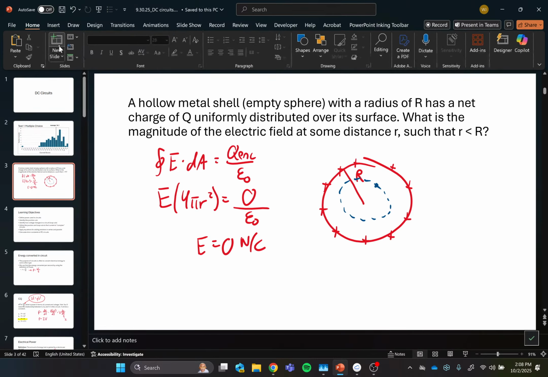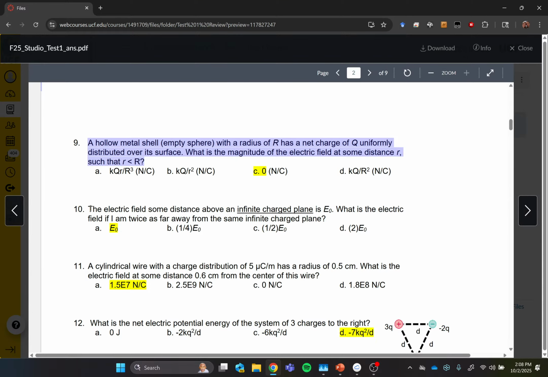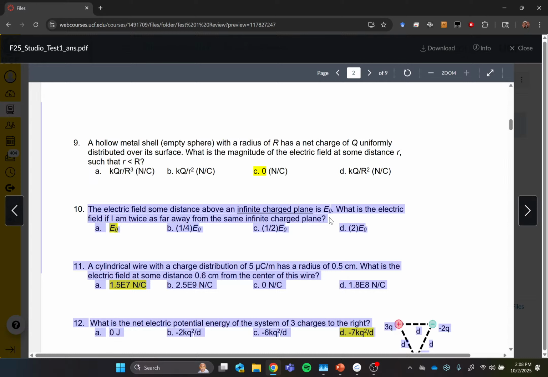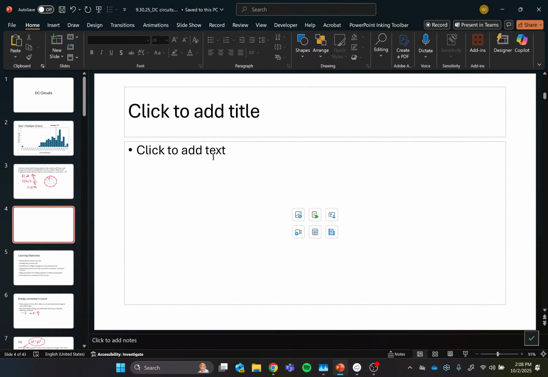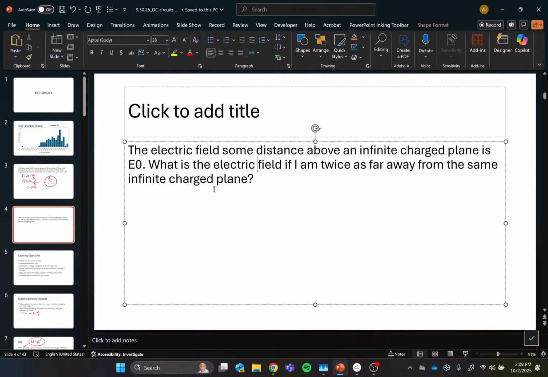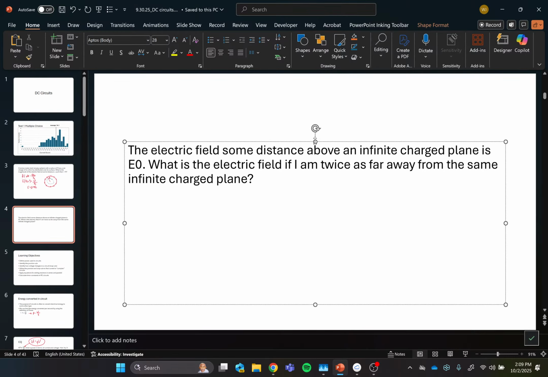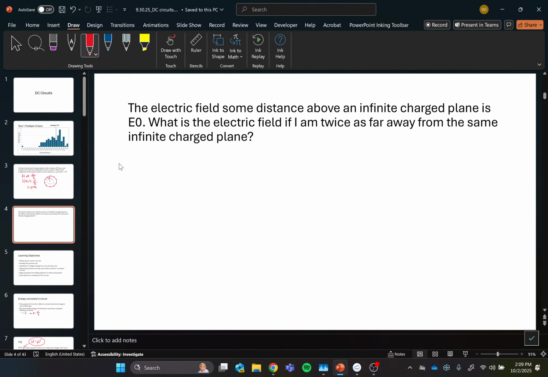The next one is the one immediately following this. The electric field some distance above an infinite charged plane is E naught. What is the electric field if I'm twice as far away from the same plane? Again, I'm going to put that on the slide for y'all. Boom, there it is. Anytime you're solving for something, it's good to know what you're solving for, and it's good to write the equation. If you want, you could draw a picture of this as well. That's up to you.